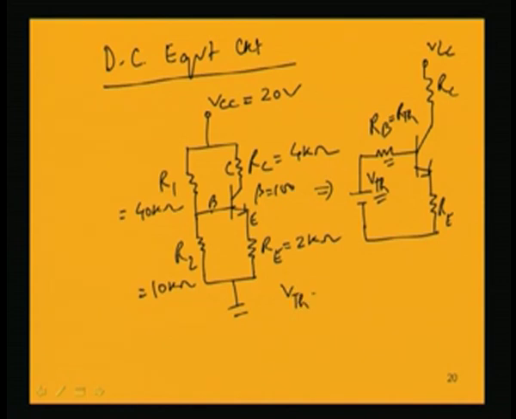We know that Thevenin's voltage is equal to the voltage across R2 between base and this ground. We have to find out the voltage, and that is equal to VCC into R2 by R1 plus R2. So, VCC is 20 volt, R2 is equal to 10 K by 10 plus 40. So, if we do this calculation, we are having 4 volt. So, this 4 volt is the Thevenin's voltage.